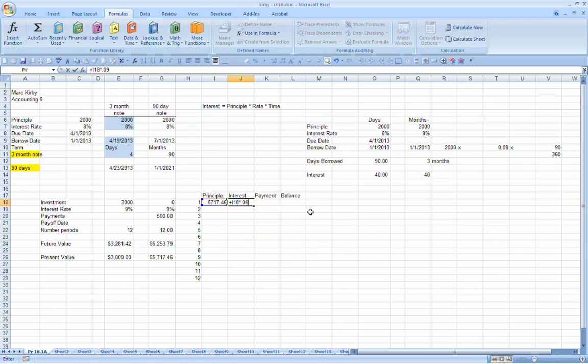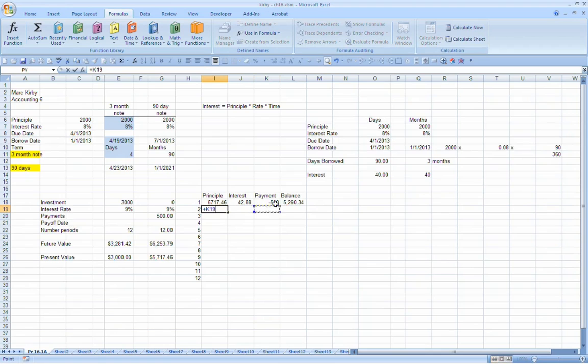Well, it's the same as saying times 9% times 1 divided by 12. Okay, so my interest for the first month is $42.88. My balance would then be 57.17 plus 42, but I'm making a payment of $500. So I would have 57.1746 plus 42.88 minus the 500 leaves me an ending balance of 52.60.